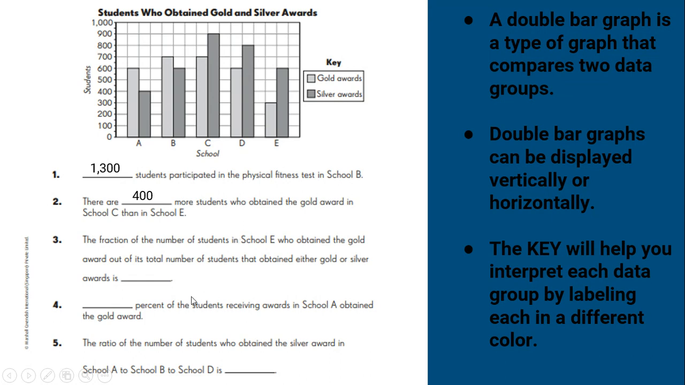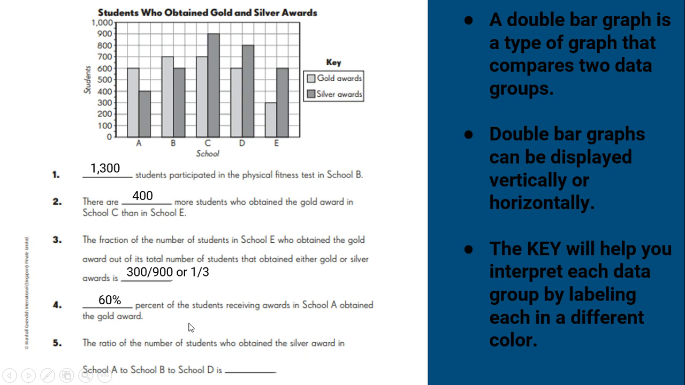Number 3, the fraction of the number of students in school E who obtained the gold award out of its total number of students that obtained a gold or silver award. So how many in school E obtained the gold award? 300 out of how many total? So 300 plus 600 gives us a total of 900. So that fraction would be 300 over 900, or in simplest form, 1/3. What percent of students receiving awards in school A obtained the gold award? So 600 received the gold award out of a total of 1,000. So that would represent a 60% number.